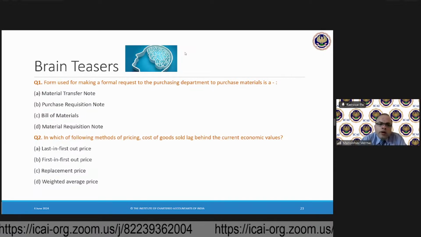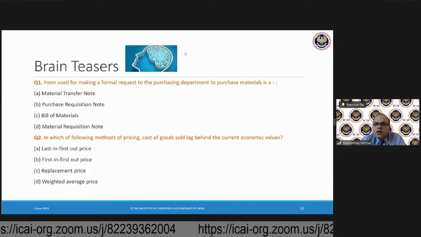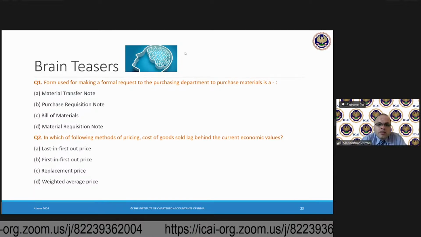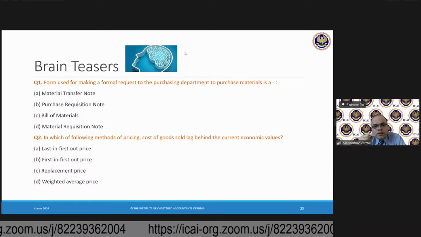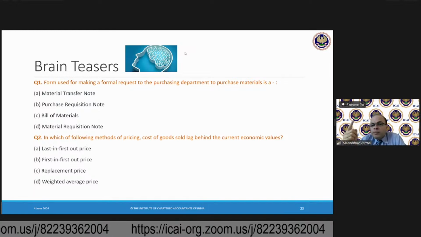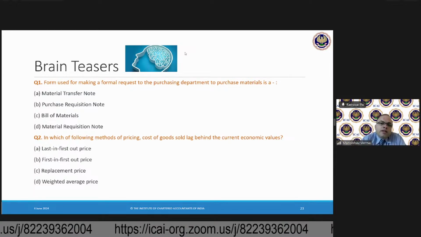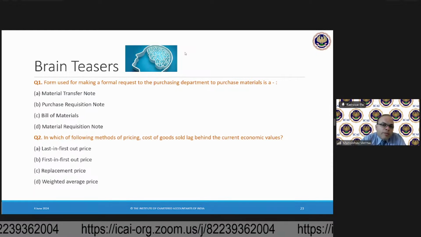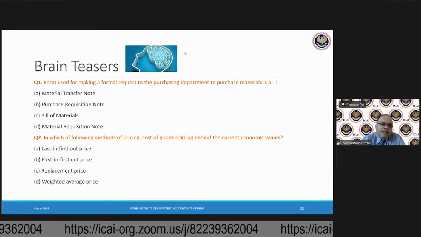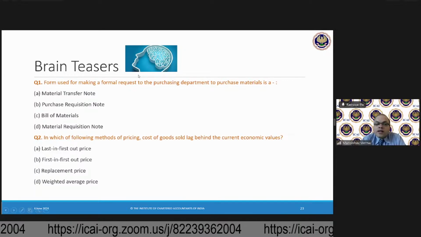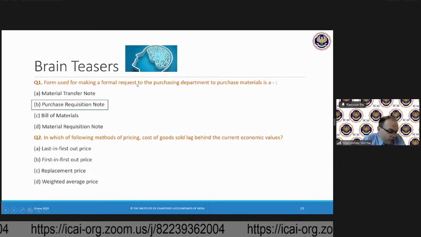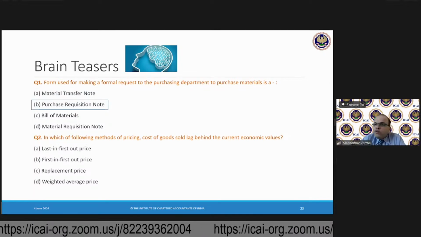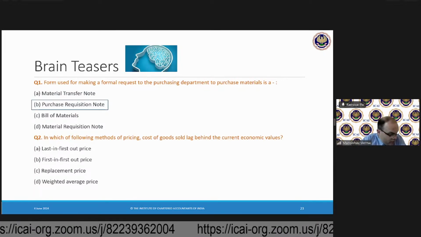So the form used for making a formal request to the purchasing department to purchase material is, we discussed this, a request to the purchasing department. This request would be coming from which department, guys? Probably stores. Stores would be making a request to the procurement department, and that would be your purchase requisition note, guys. Purchase requisition note. So I think maximum answers I've got for question number one is B, which is correct.